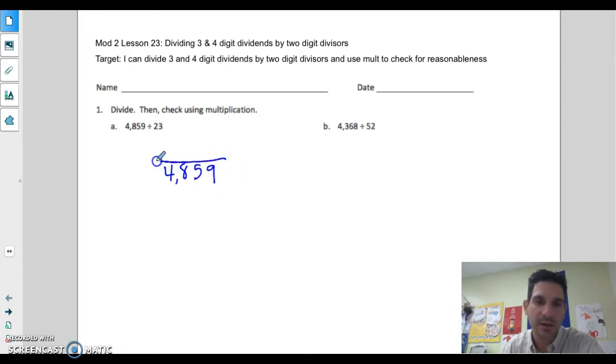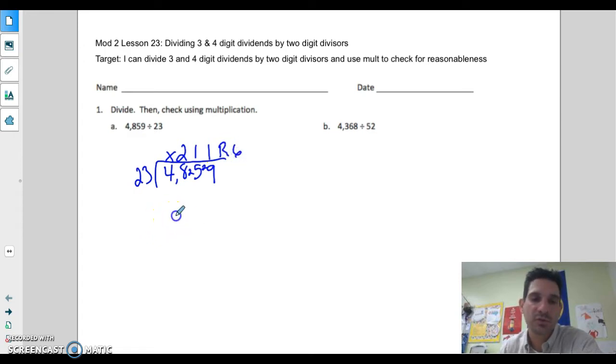4,859 divided by 23. Now 23 doesn't go into 4, but it does go into 48. And double it, I know it's 46, right? So that's 46, that's 2. So there's going to be a 2 right there. 23 goes into 25 one time, with how many left over? Ooh, 2. So now this makes it 29. That goes in one time with 6 left over, so remainder 6.